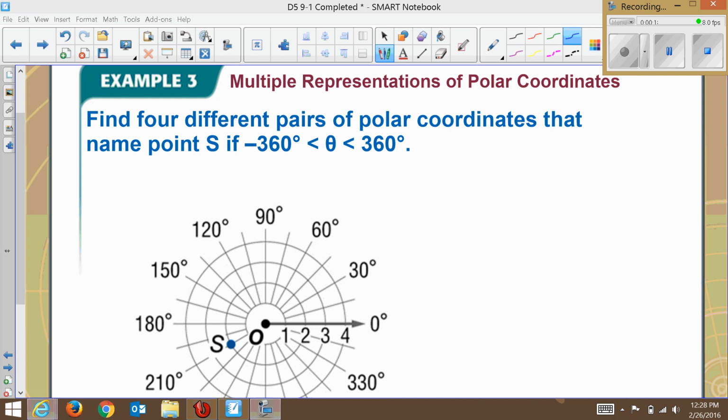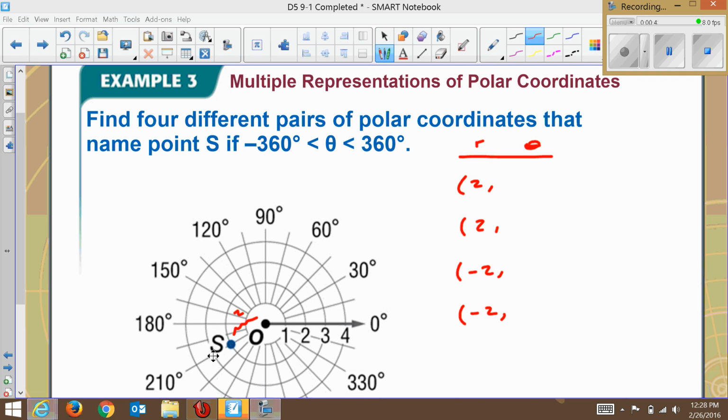I want to first start out with this. If I count, S is 2 units away. So the distance from here to there is 2. So 2 of the answers will be 2, comma. 2 of the answers will be negative 2, comma. This is the radius on all of them. Okay. Now I need to find the theta on the others.